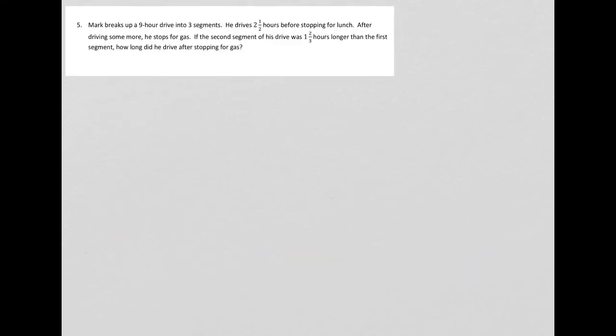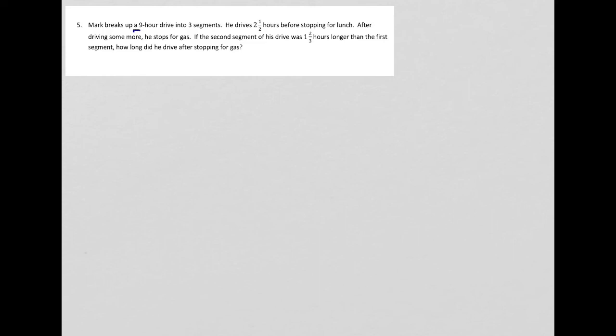Last problem. Mark breaks up a 9-hour drive into 3 segments. He drives 2.5 hours before stopping for lunch. After driving some more, he stops for gas. If the second segment of his drive was 1 2/3 hours longer than his first, how long did he drive after stopping for gas? Okay, so let's think this through.